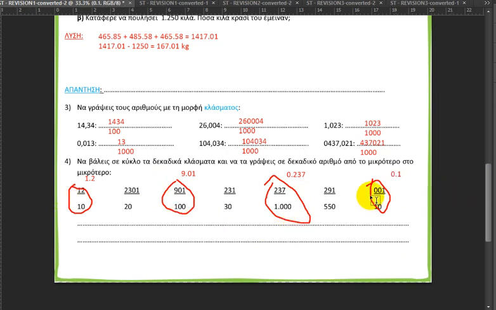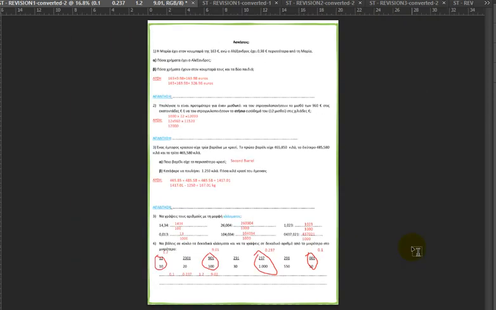All right, the smallest one out of these is this one. So 0.1. And the next smallest one is 0.237. And the next smallest one is 1.2. And lastly, the greatest one is 9.01. All right. So there's the entire worksheet. Pause the video if you need to. And let's move on.